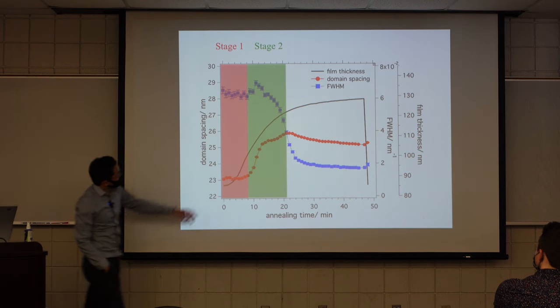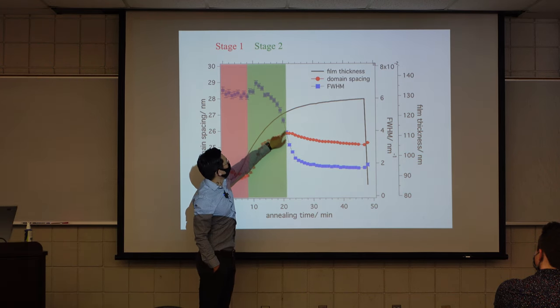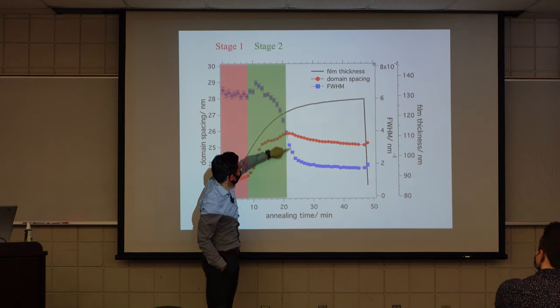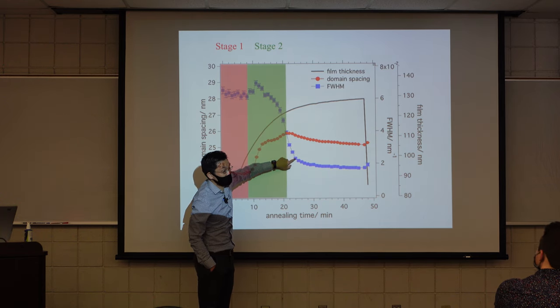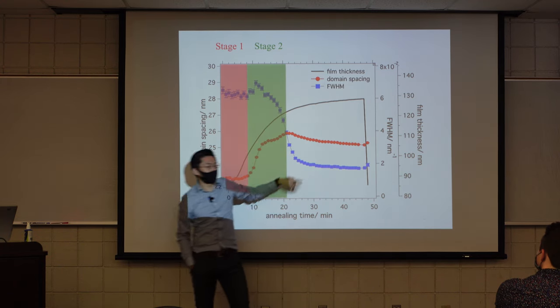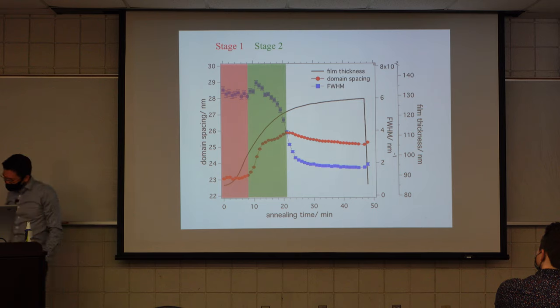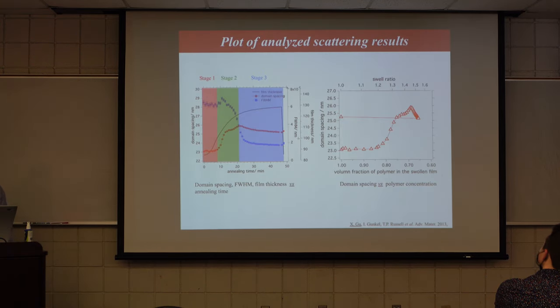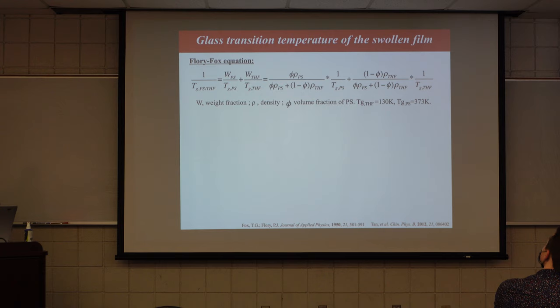And this also indicates you have enough mobility, so you start to have a sharpening, ordering process right about this range, because the full width at half max, look how fast it drops. Then it doesn't change too much over time. I don't think we need to go through the other part of the curve, but I think you guys understand.